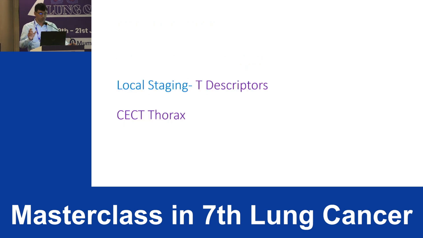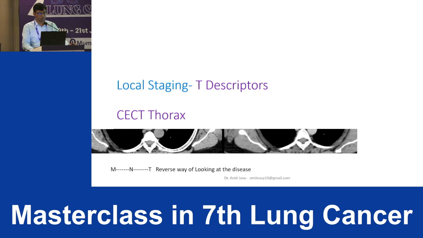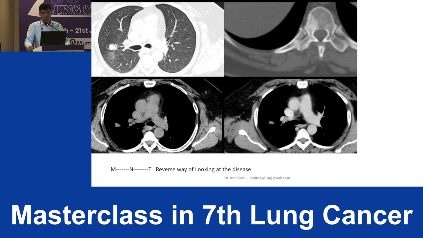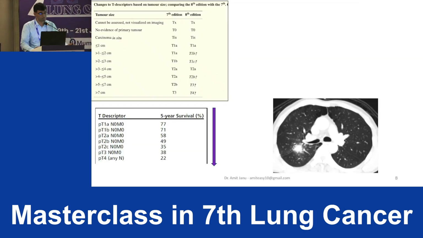So coming to the local part of the staging, we are talking about the T descriptors. It is the CECT thorax that we use to assess the T descriptors, and you can see there is a nodule sitting here. One can go from the T descriptors towards the N descriptors. T means the tumor locoregional extent, N means the nodes, and M means the metastasis. So this is the nodule, and if it is associated with any metastasis, it may not be curative if it has extensive metastatic disease.